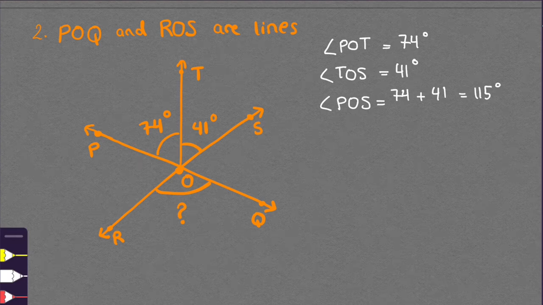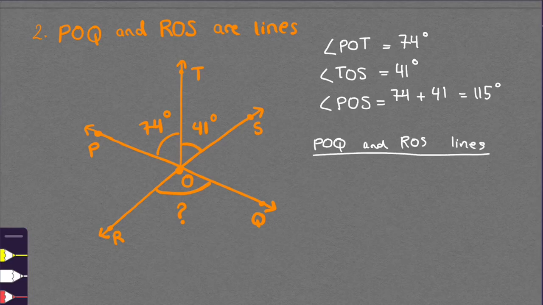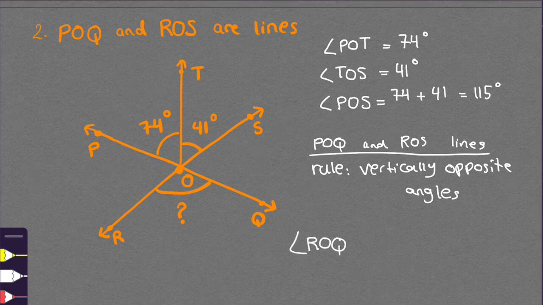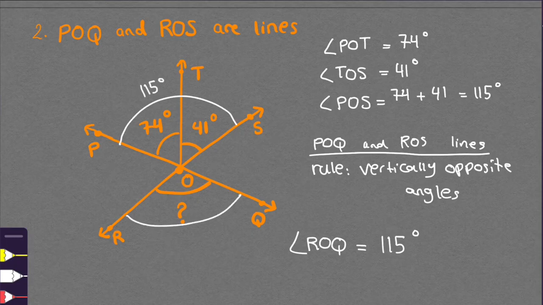That's okay. But it looks like I can use it because these two lines, the line POQ and RS are lines, which means that gives me the information that I can use the rule of vertically opposite angles. That's what it tells me. So knowing that, that means ROQ is 115. That made my life so much easier. So I'm going to show it in the picture as well. If this is 115, that means this one is 115.